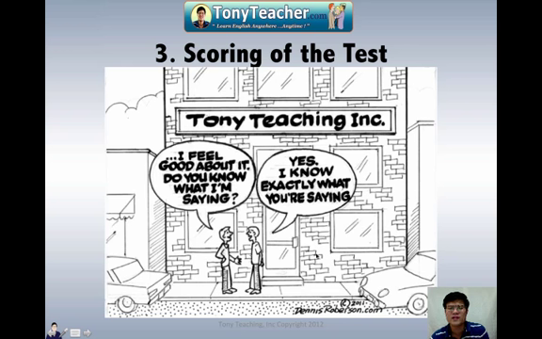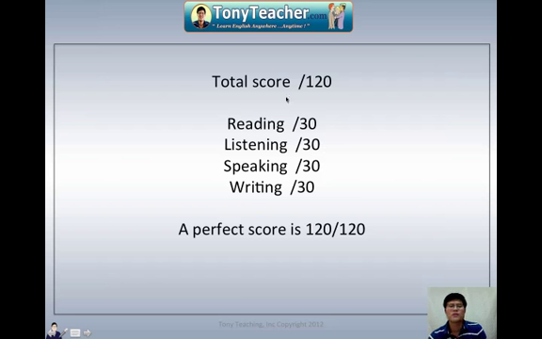Scoring of the test. I feel good about it, yes. So, I'm just going to go in very briefly with the score. The total score is 120. In Korean, 만점 is 120. Each section is scored out of 30.